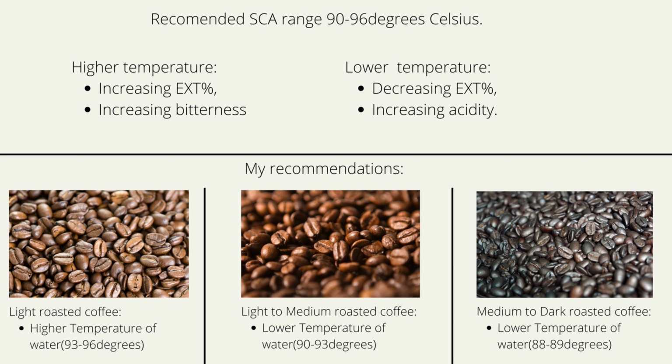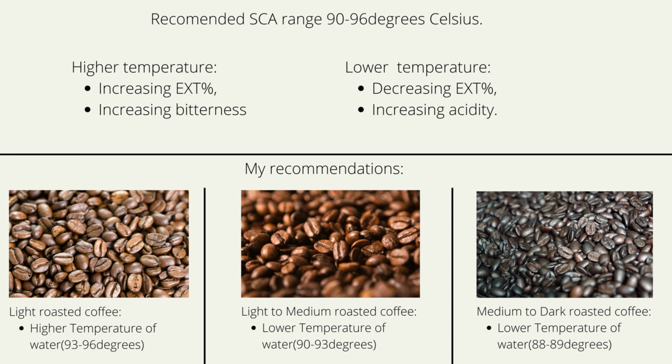So the best practice when it comes to temperature is, if we are brewing a very light roast, we should brew it with a higher temperature, like 94, 95, 96. If we are brewing something which is light to medium roast, we can brew it between 90 and 93. So those are approximately the parameters for the brewing temperature.